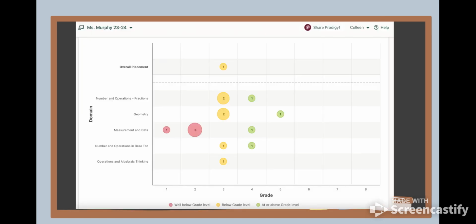The reports feature is incredibly helpful for me as a teacher. As this image shows, I can easily identify how my students are doing with specific topics. I can see which students are at or above grade level, below grade level, or well below grade level. This graph also shows which grade level my students are at, so I know what their skill set is and how I can help them improve.